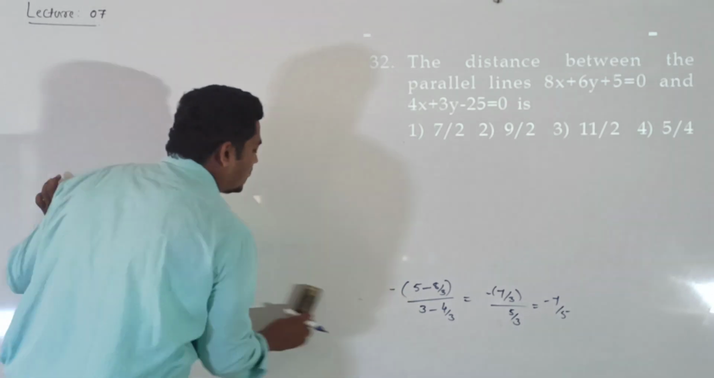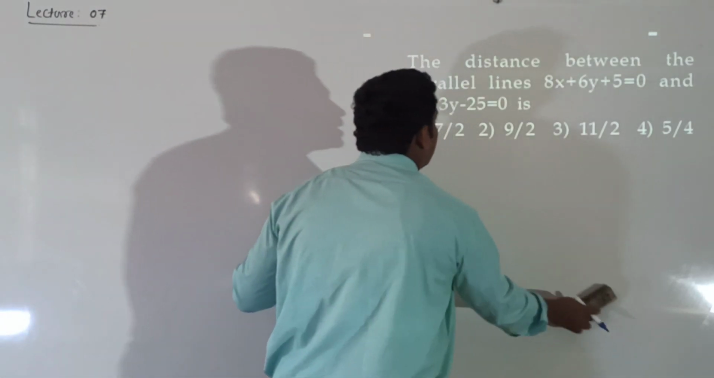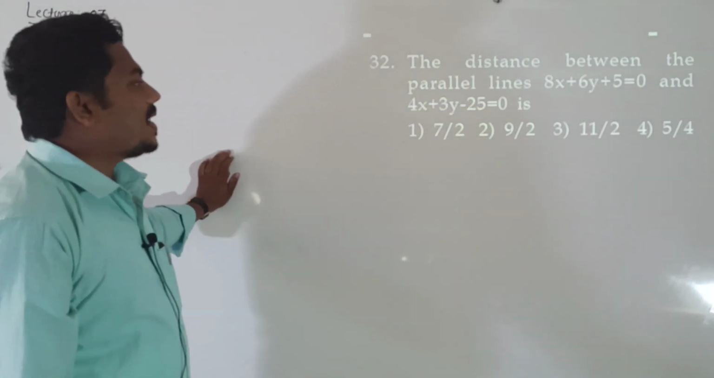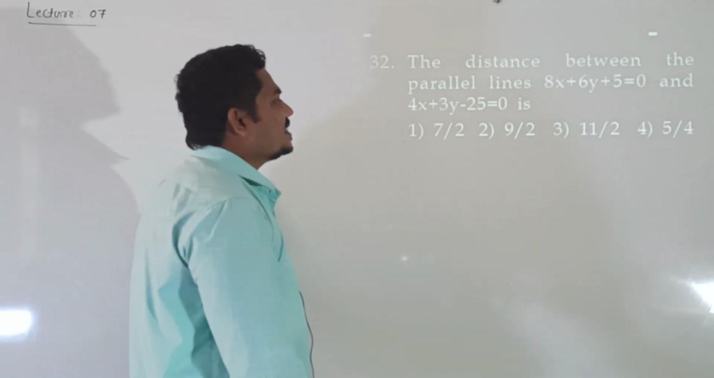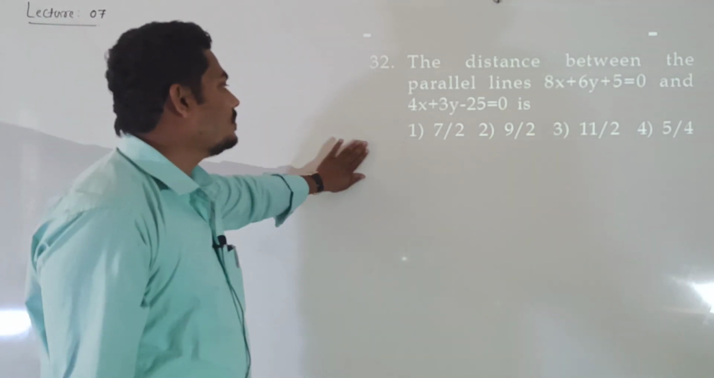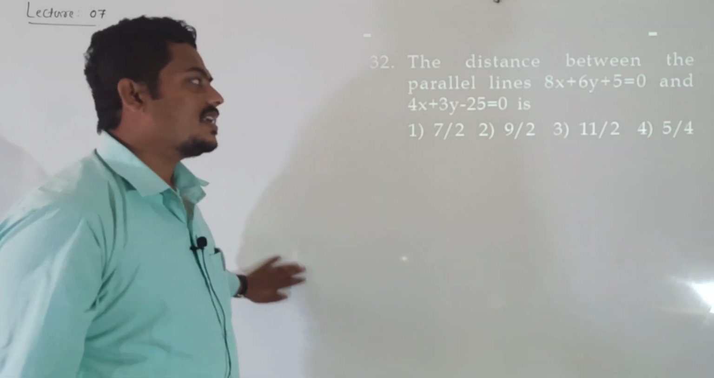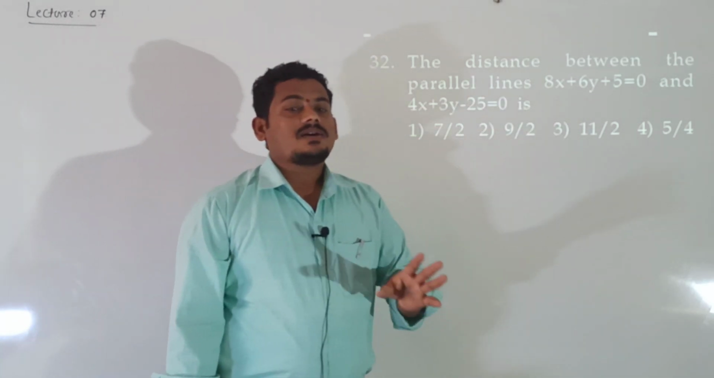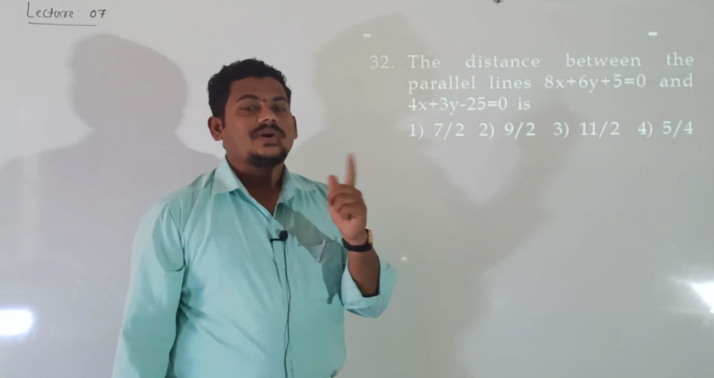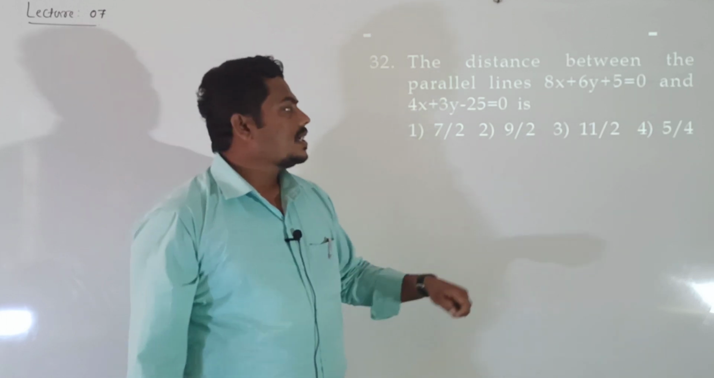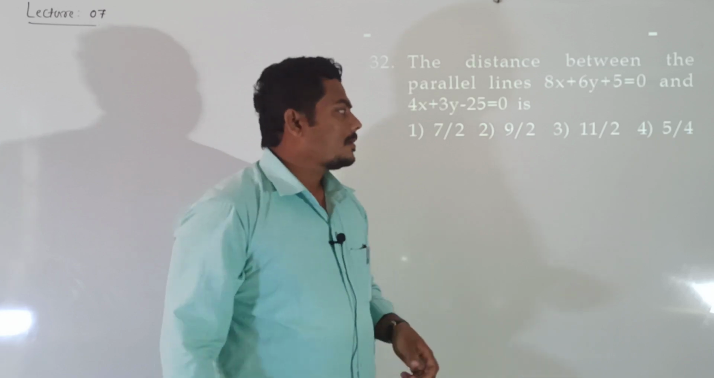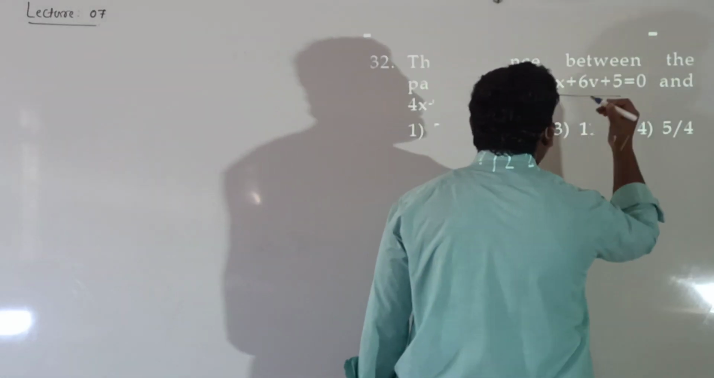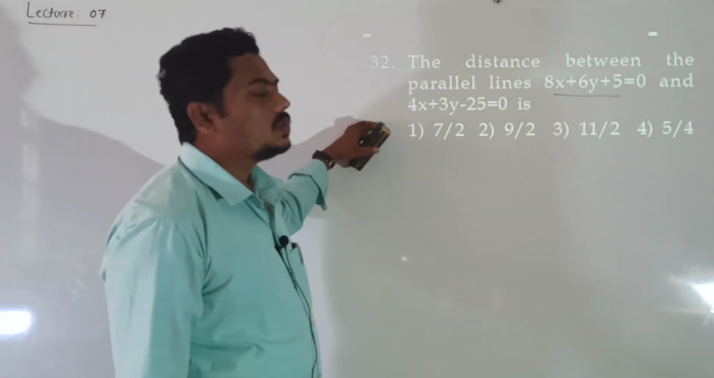Next question, number 32. The distance between the parallel lines 8x plus 6y plus 5 equal to 0 and 4x plus 3y minus 25 equal to 0. These two lines are parallel only when their corresponding x and y coefficients are equal. If not equal, make them equal. Just divide equation number 1 by 2.